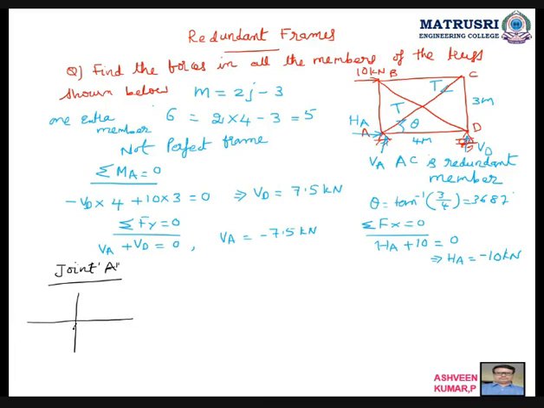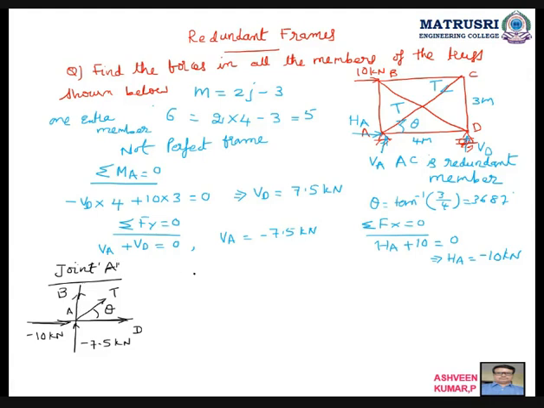Then I take VA. So VA, how much did I get? Minus 7.5 kilonewton. Then HA I will take. HA on the right side. How much did I get? HA minus 10 kilonewton. Then this I'll take as A, this is D, then this is B. Then this is T. They are assumed as T. This I assumed as T.